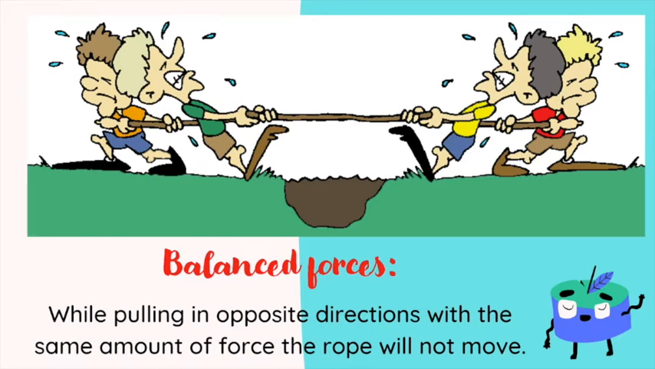Now, we also have another type of force which is balanced forces, which means that in opposite directions, the same amount of force is applied. So we are trying to move an object from different directions, but in this case, it will not move because the force being applied on both sides will make the object stay in the same place.